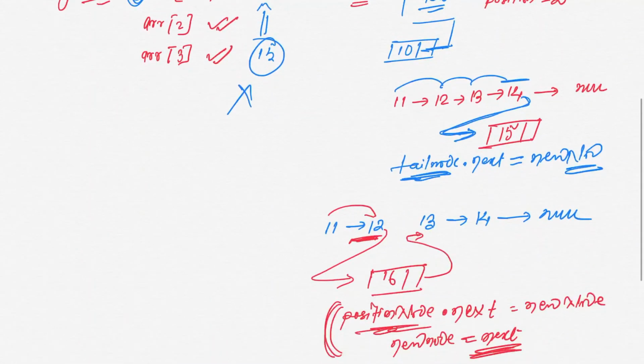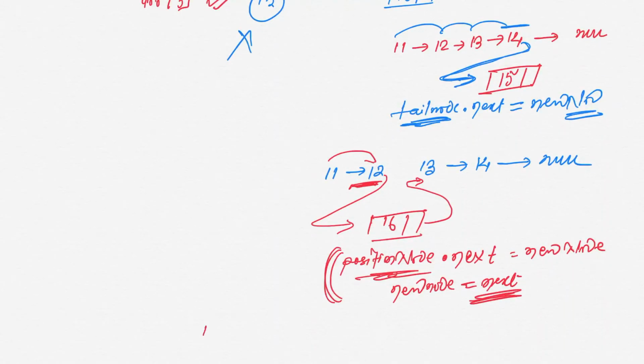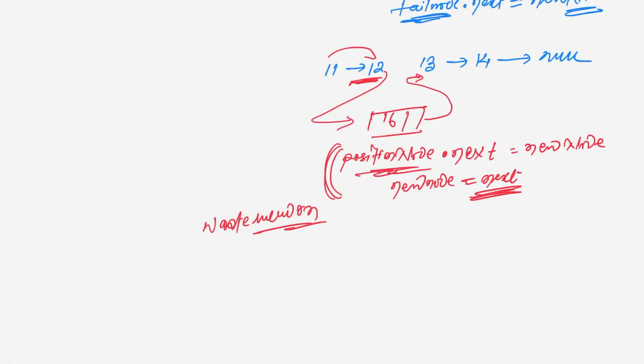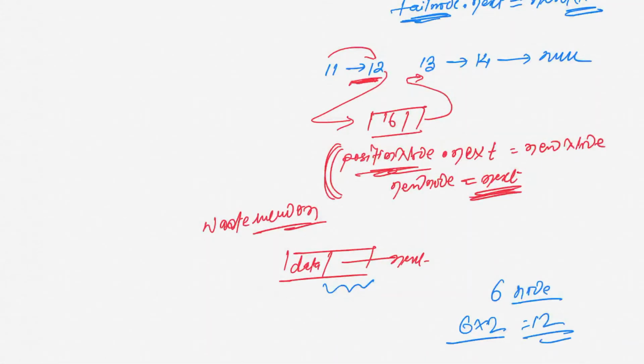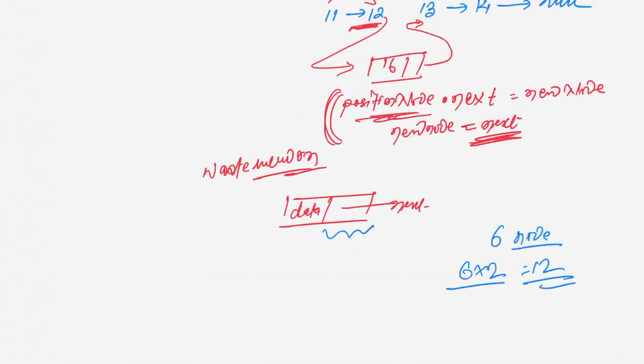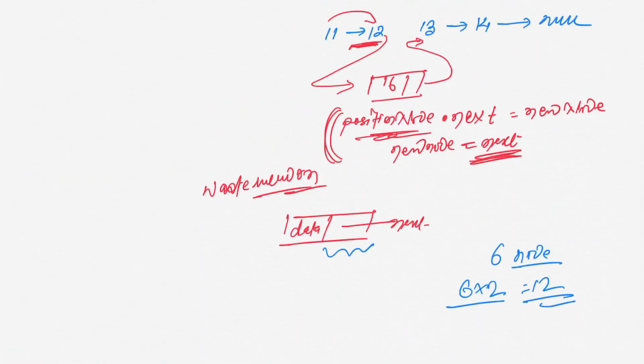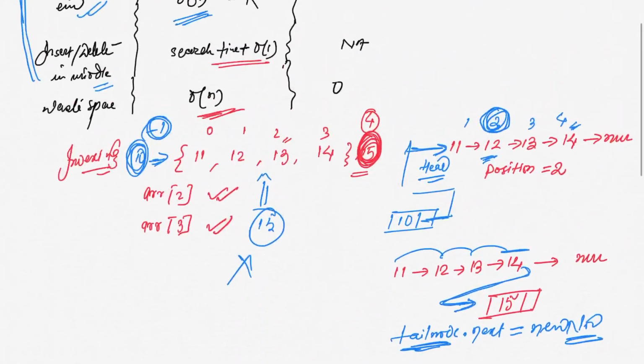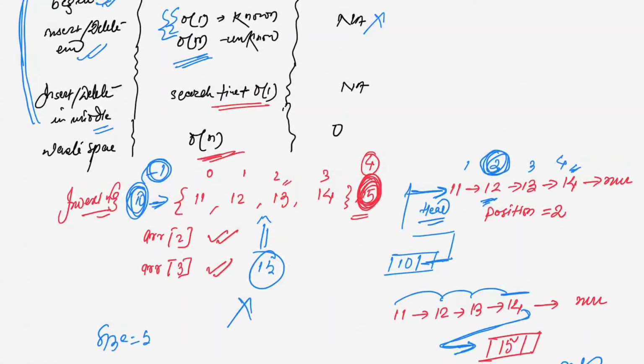And the third thing we have here is the waste of memory. As we have seen, whenever you declare a linked list, we store the data and we store the next pointer. So this is a waste of memory. If you allocate 6 nodes, your size is going to be 6 into 2, equal to 12. So unnecessarily we are increasing O of n space. But in an array, if your size is 5, that means you are utilizing all 5 spaces to store the values.